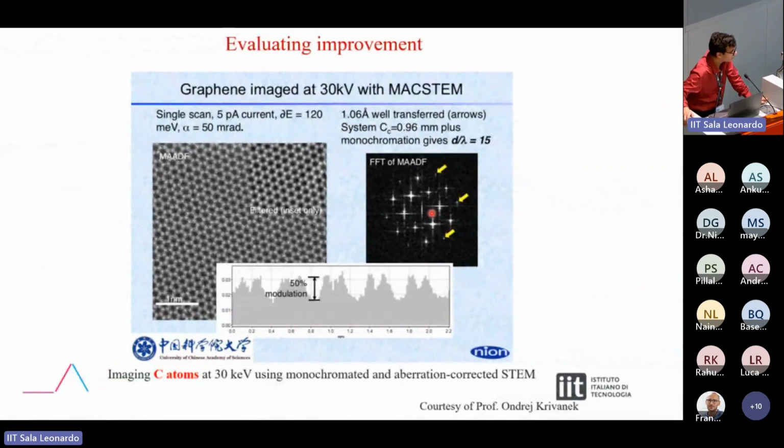So for example, here is the graphene. It's a beam sensitive material. If you go above 60 or 80 kV, then you are just going to burn the graphene down. So in terms of beam sensitive materials like perovskites or MOFs or graphene or other 2D materials, I need to image them at much lower accelerating voltages, where the chromatic aberration dominates. After monochromation at 30 kV, you still have a good resolution. You still have 1 angstrom resolution. It's from Andrei Krivanek, recorded with a neon microscope.